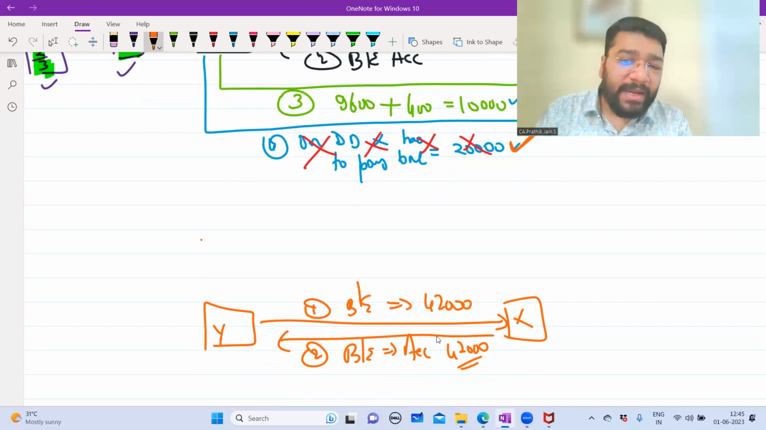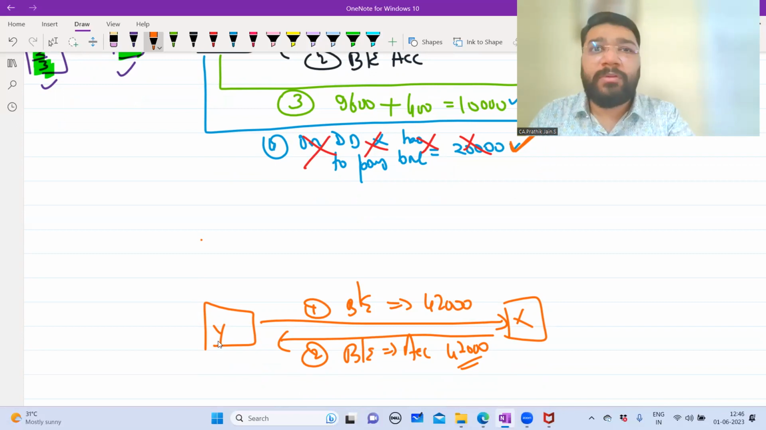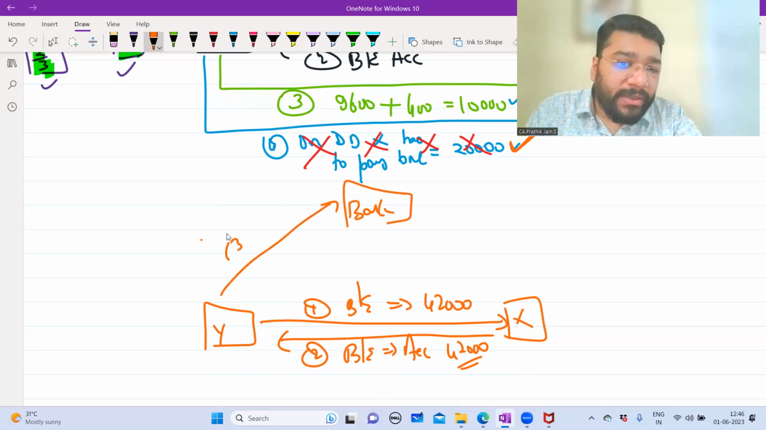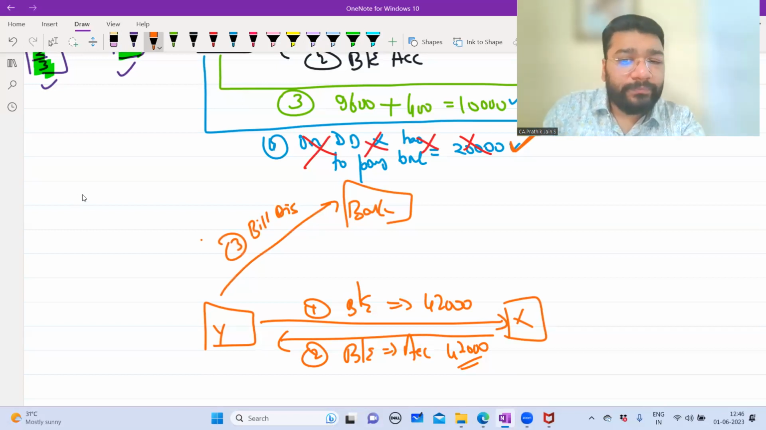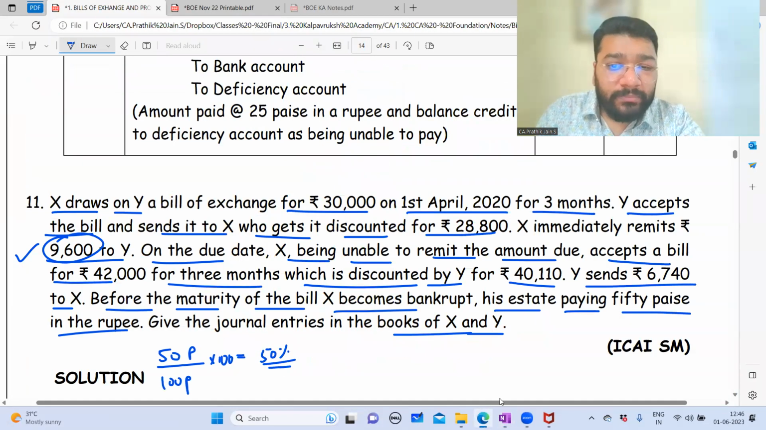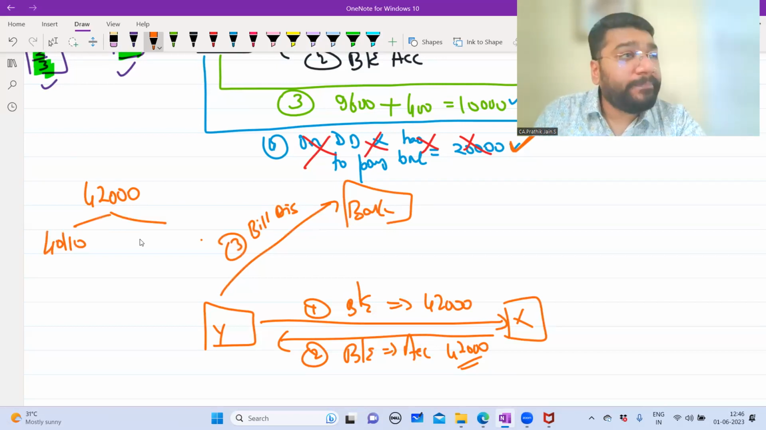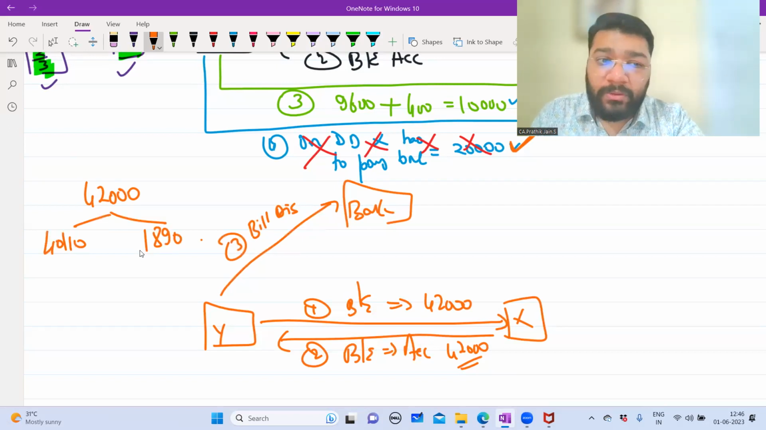So now what happens is that Y is having a bill receivable. Who's the holder of the second bill now? Y. So what will Y do? Go to the bank and get it discounted. So third here is bill discounted. What is the bill value? 42,000 rupees. So what is the money that has been discounted? 40,110 rupees is discounted. So what is the discounting charges totally? 1,890. Very good. Online people, correct? Please confirm.